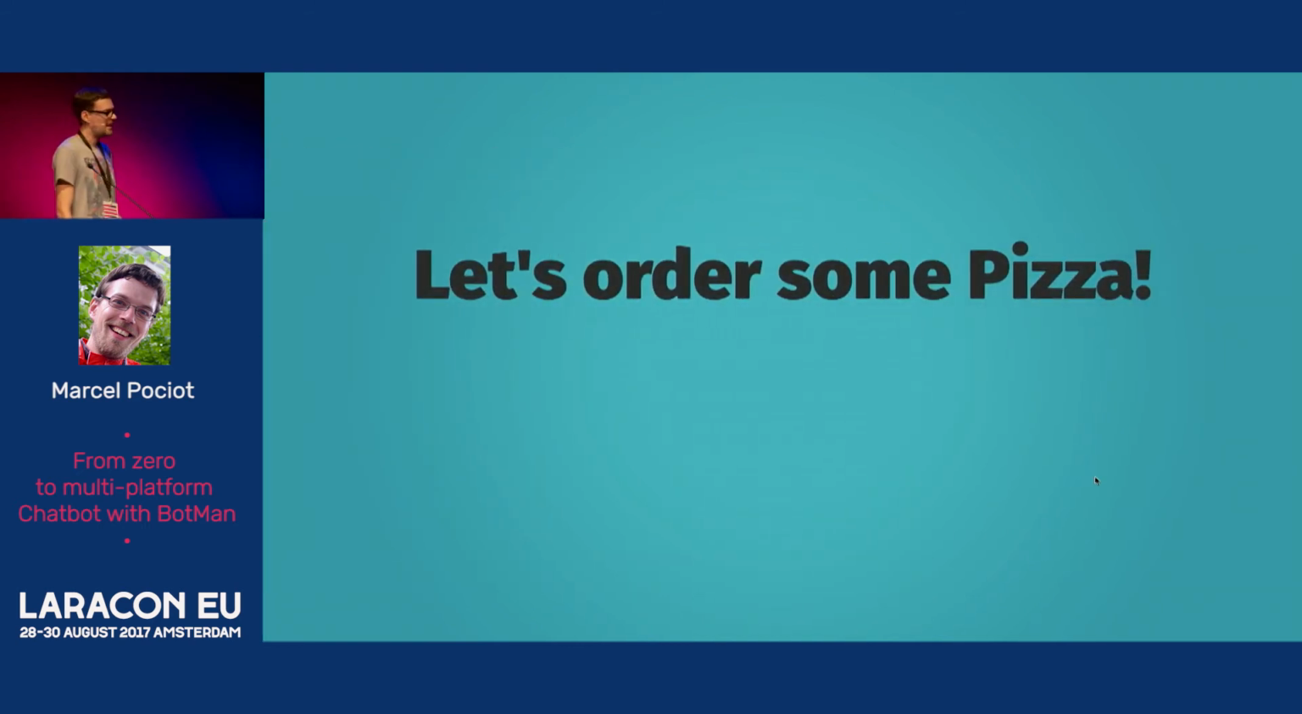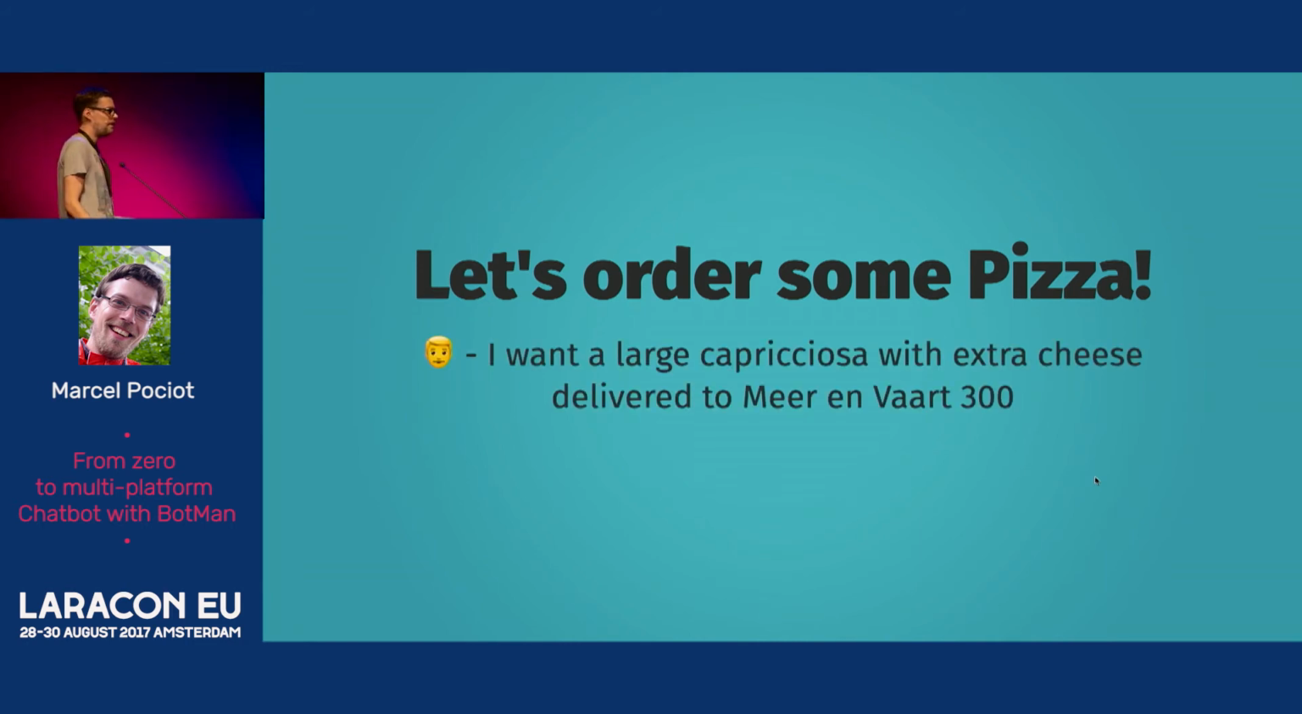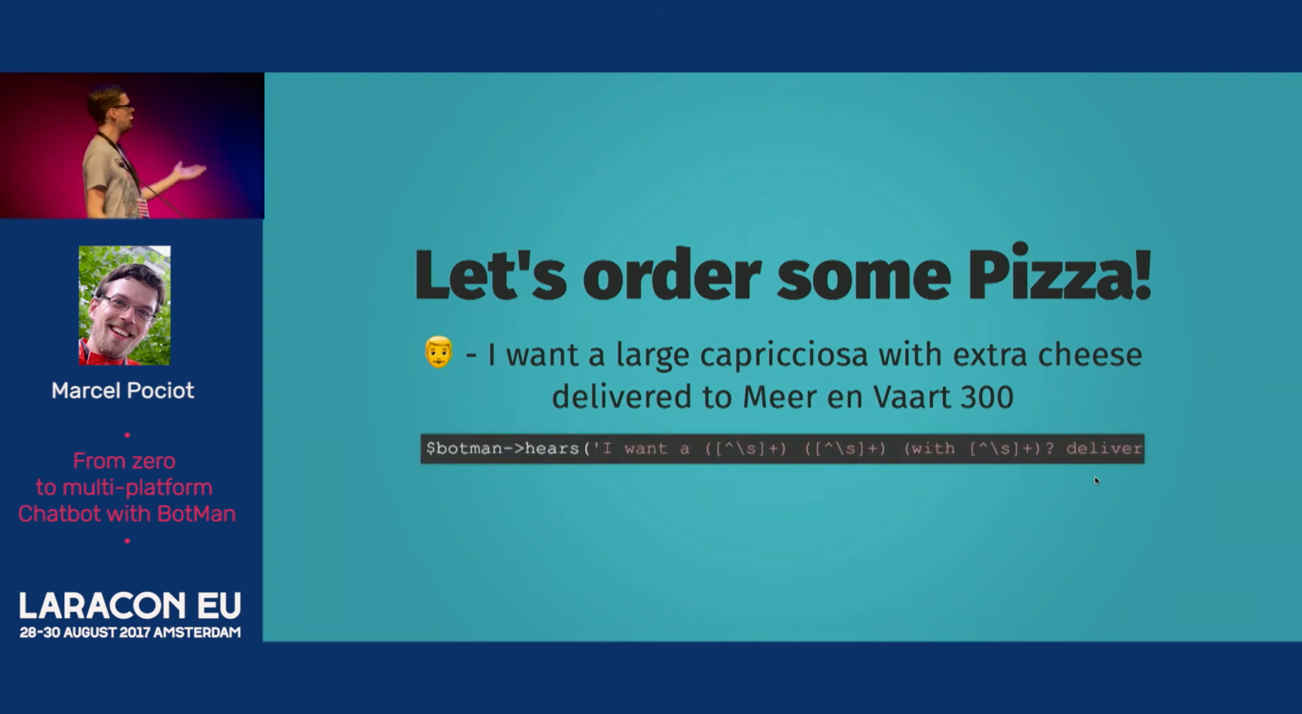Well, some might say that it's too early for pizza. I don't know. We could order some pizza now. So right now, I think we have everything in place that our chatbot should get the ability to receive some text input from the user to order a pizza, right? It's just one hell of a complex regular expression.